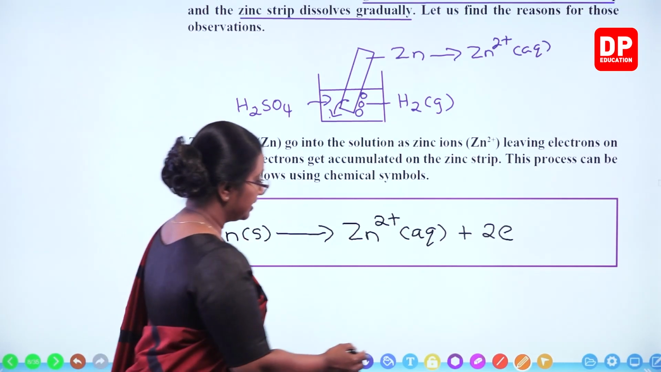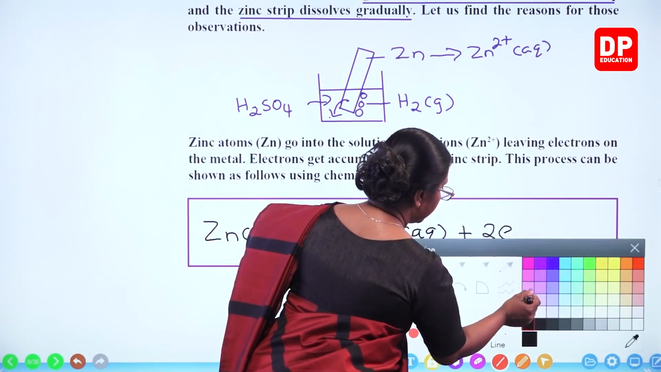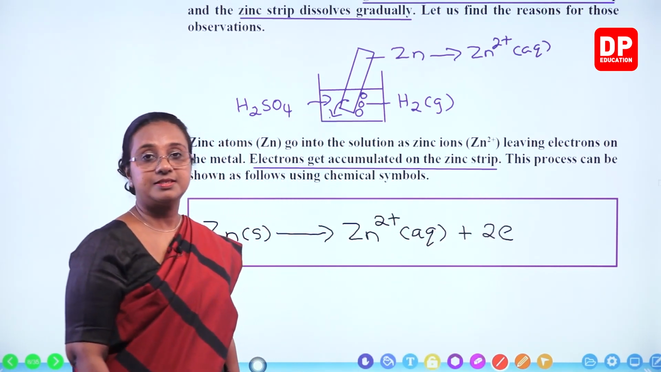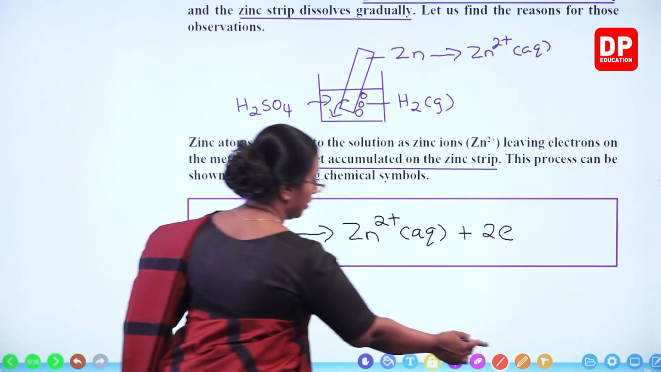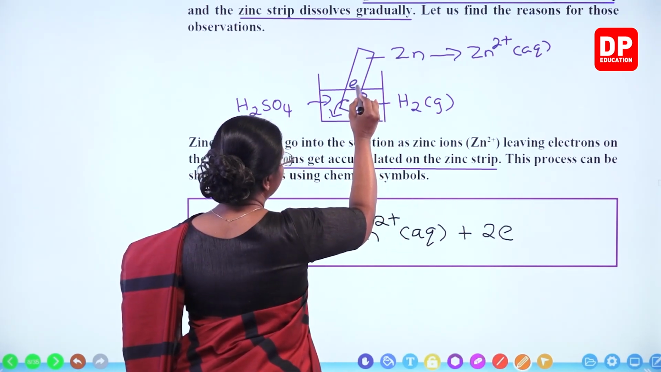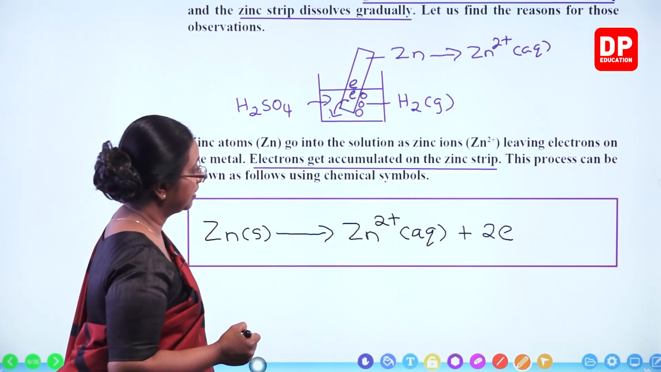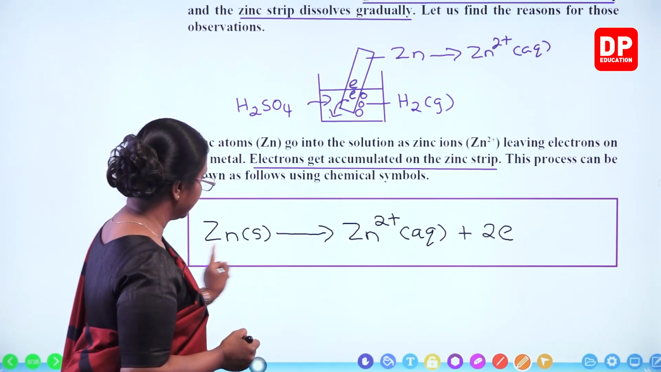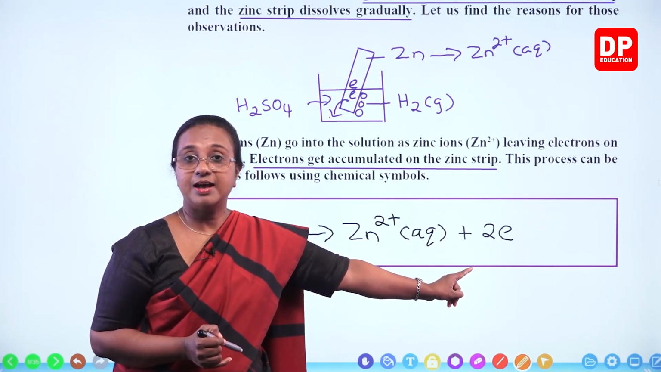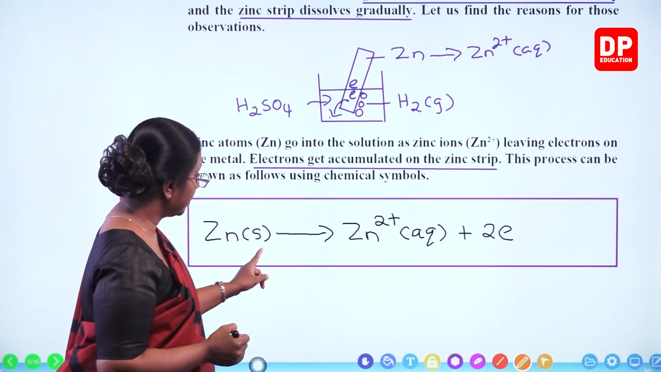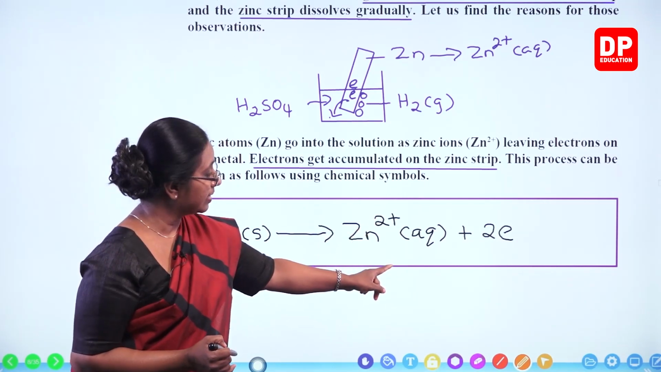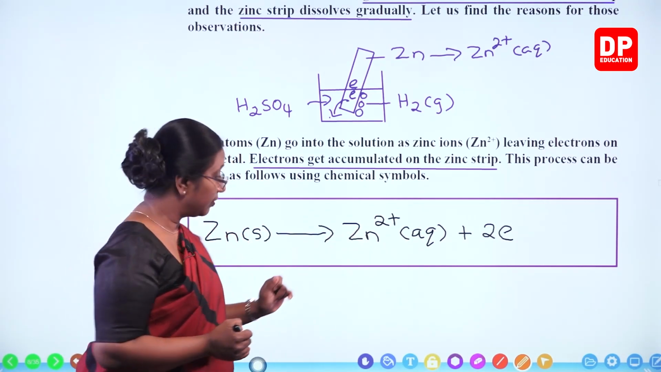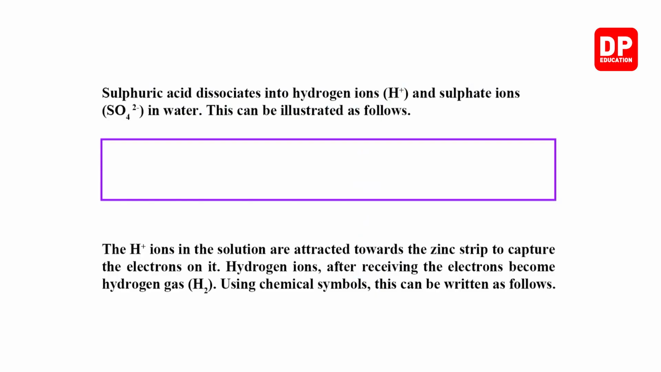So here you can see the electrons get accumulated on the zinc strip. That also I showed you. Now electrons get accumulated on the zinc strip. This process can be shown as follows using chemical symbols. So this is the process that I have already shown you. Zinc solid giving rise to zinc 2 plus aqueous, losing 2 electrons. Then we'll move to the next reaction.